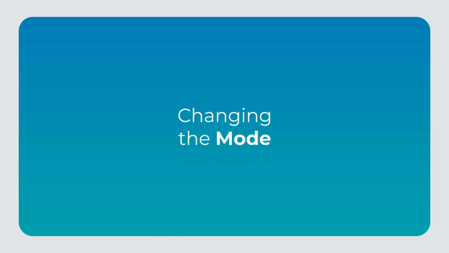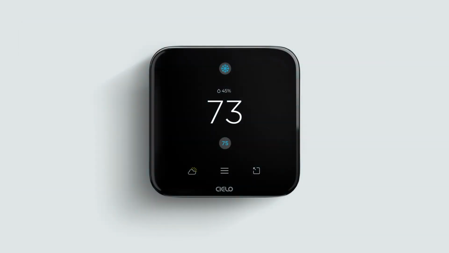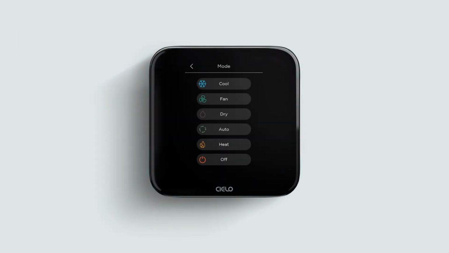Changing the mode. To change the mode, tap the mode button on the control screen. A list of available modes of your mini split will appear. Simply select your desired mode.